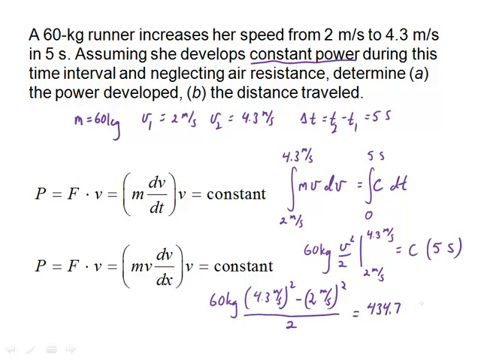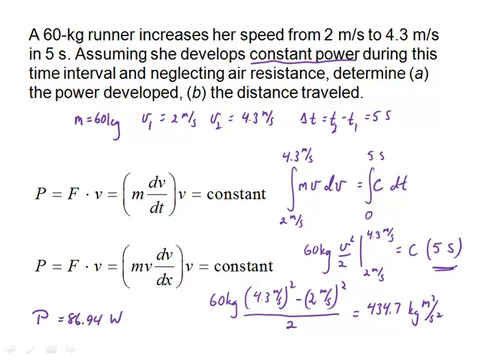434.7 kilograms meters squared per second squared, which of course is a joule. And then I'm going to divide that by 5 seconds. So when I do that, joules per second, that's watt. I get 86.94 watt in this 5 seconds.